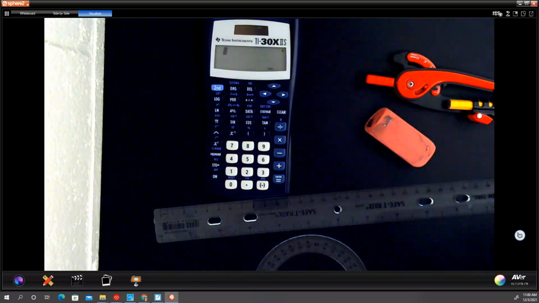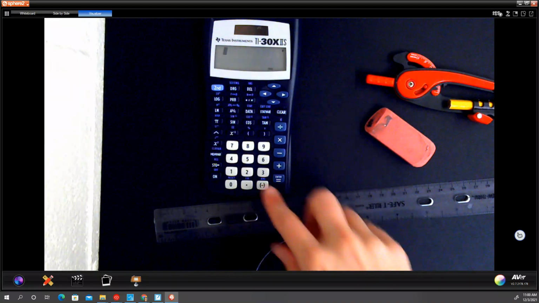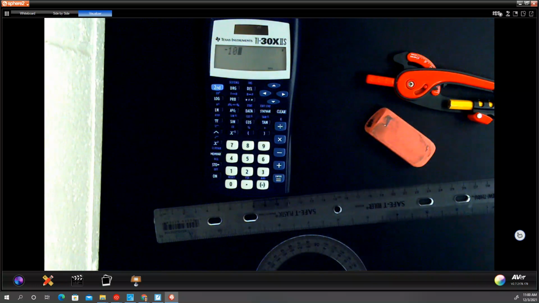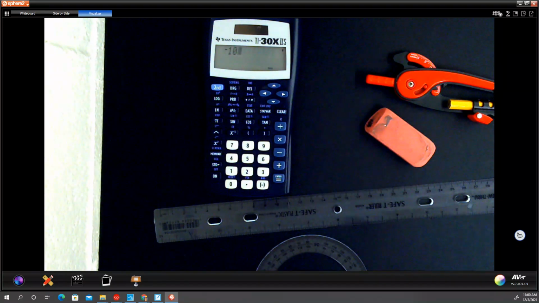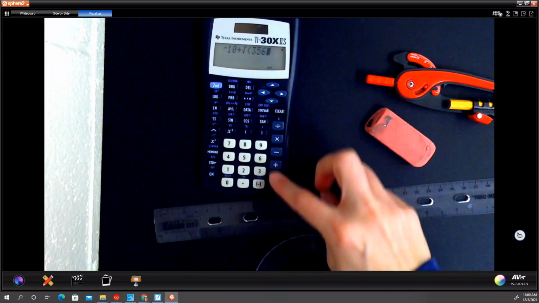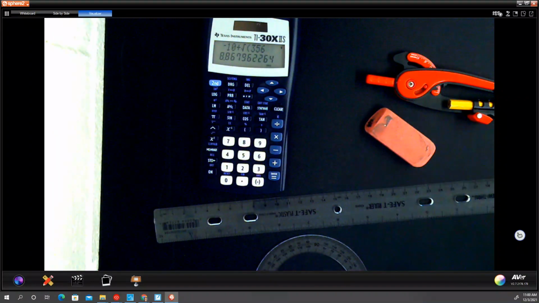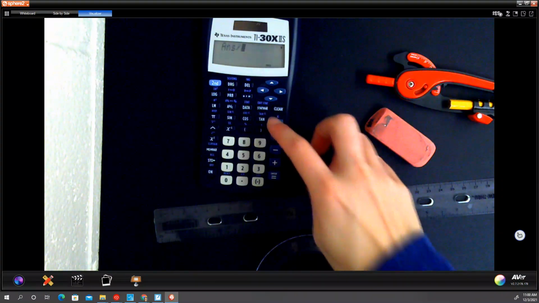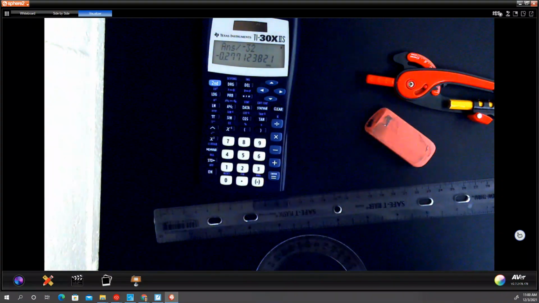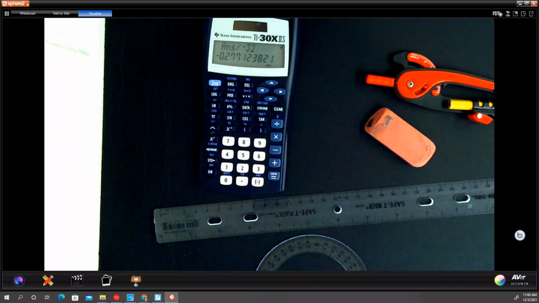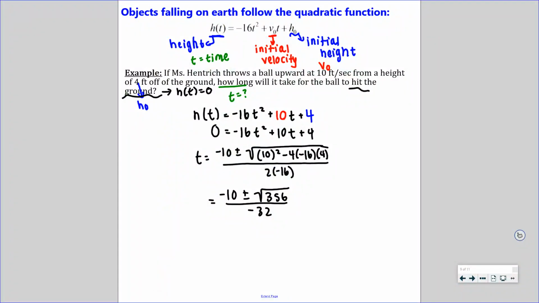That's better. Thank you. All right, so we have to do negative 10. Now, there's obviously no plus or minus button, so we have to do this in 2 rounds. Let's first do plus. Plus the square root of 356. Hit enter. Let your calculator calculate that. All of that's being divided by negative 32. So there's one possible solution of negative 0.2771. Okay, let's write that down. So one solution, negative 0.2771, yeah.